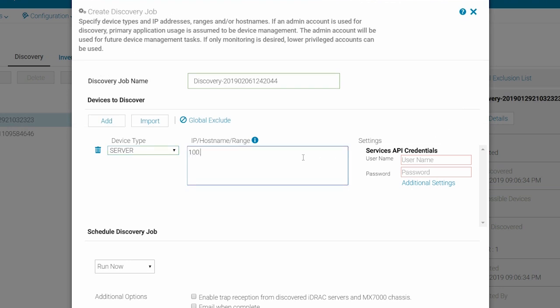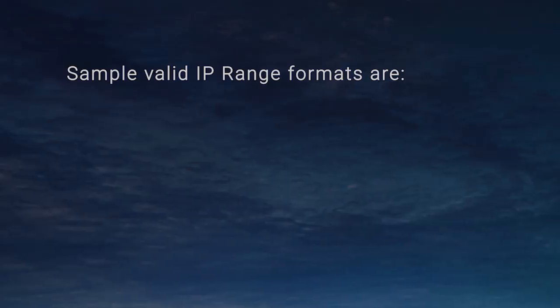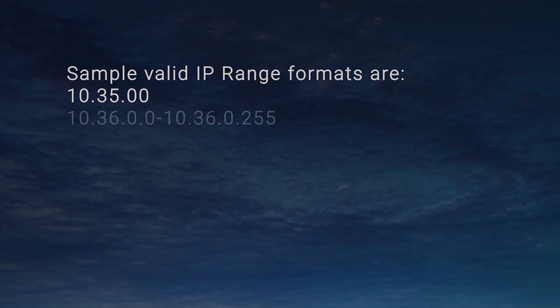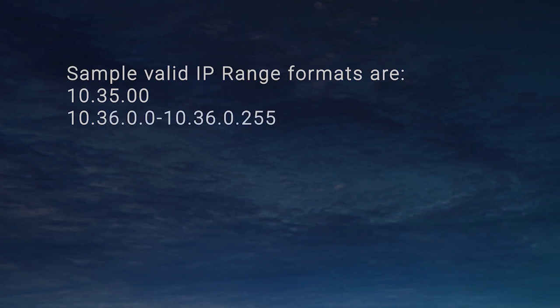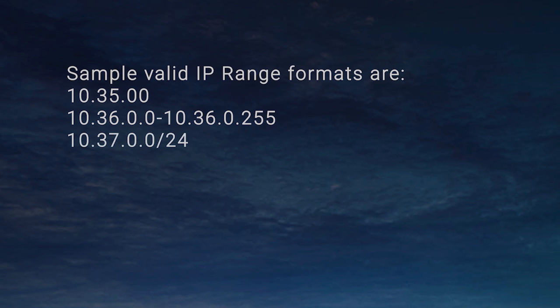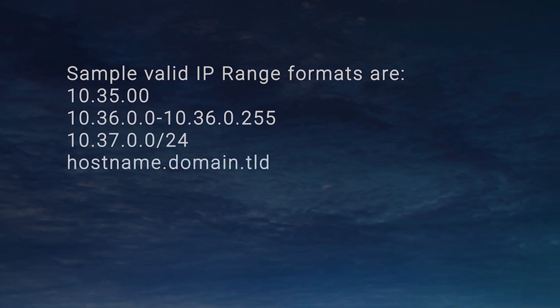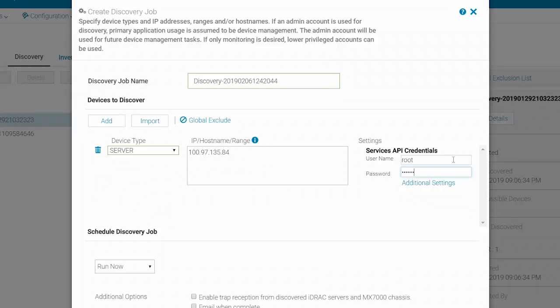Now, enter the IP address, hostname, or the range in the space given, and then enter the required credentials of the Dell EMC device to be discovered. Note, sample valid IP address formats are a single IP address, a range of IP addresses separated by a dash, an IP address range in CIDR notation. OpenManage Enterprise also supports fully qualified domain names.